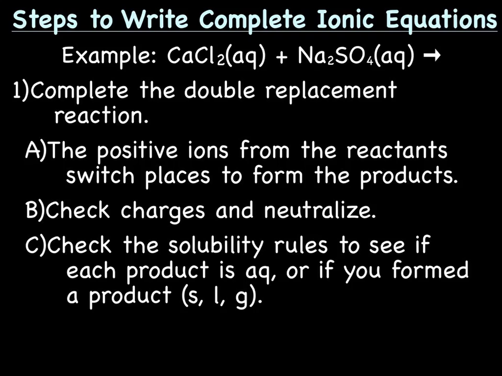The first thing you want to do is complete the double replacement reaction. As a quick reminder, with a double replacement reaction, the positive ions from the reactants switch places when forming the products. You check the charges and neutralize. And then the last step is to check the solubility rules to see if each product is aqueous or if you formed a product, solid, liquid, or gas.